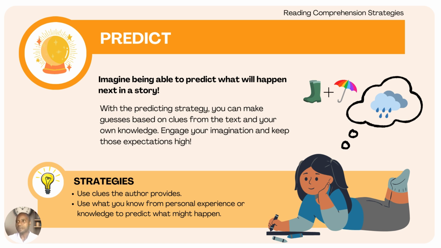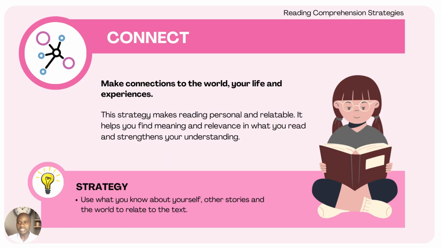Now, how do you predict? You predict when you use clues the author provides in the text, which give you enough information to back your prediction. Secondly, you use what you know from personal experience or knowledge to predict what might happen. So when you read through a text, it is like coming up with stories within your mind, and that will help you with prediction in the reading text. The next thing we are going to take a look at is connection.